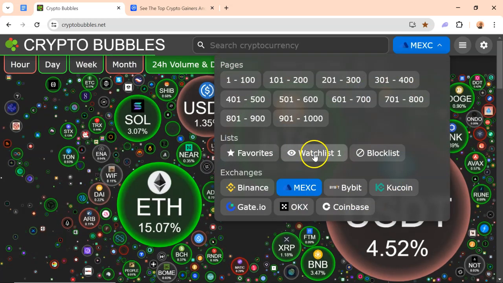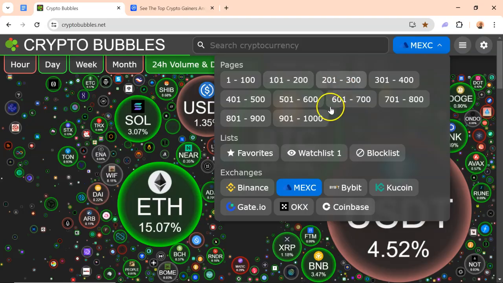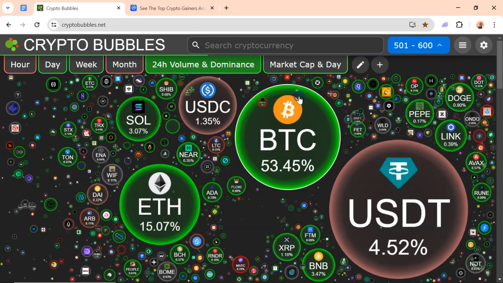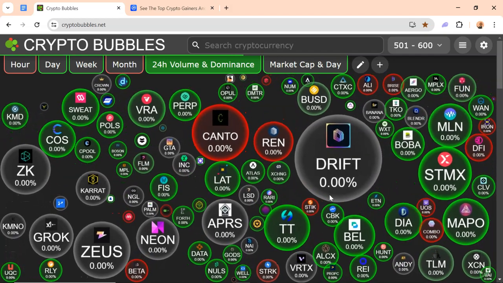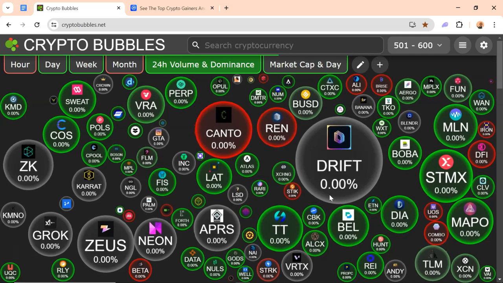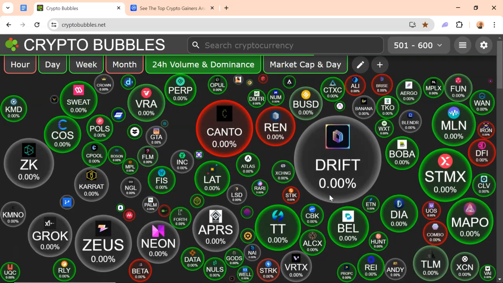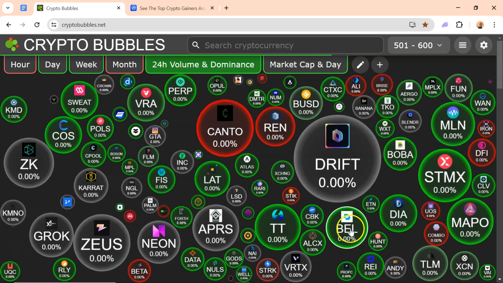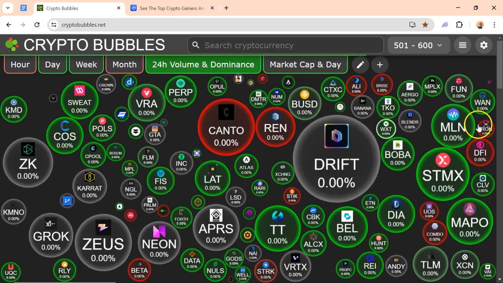You can have a watch list for yourself, favorites. You can have a block list. The pages could be like maybe 501 to 600. It will remove those at the top of the CoinMarketCap. So in that range, you can see Sweatcoin, Pulse, PEPE, CBK, TT, Bell, STMX, Boba and the rest of them. All right. So now I think you have an idea of how to navigate and leverage this platform.